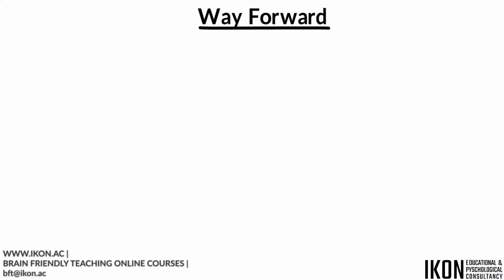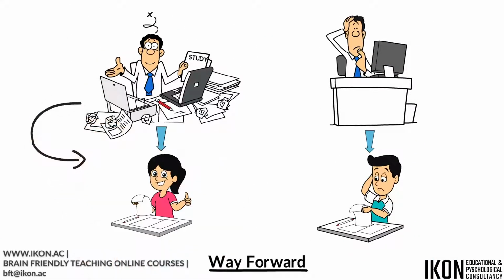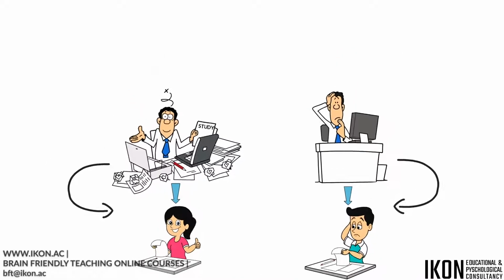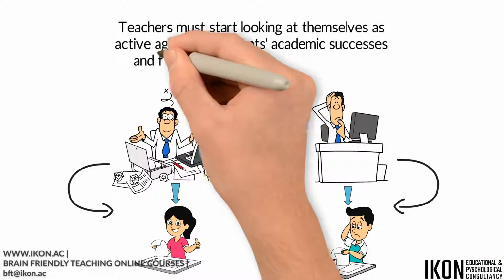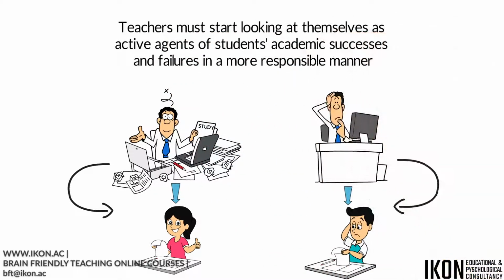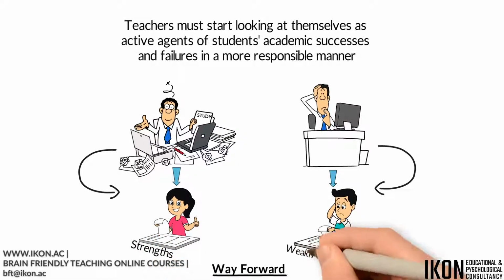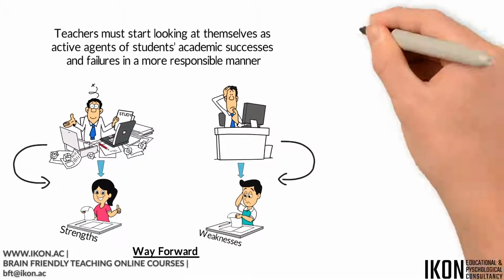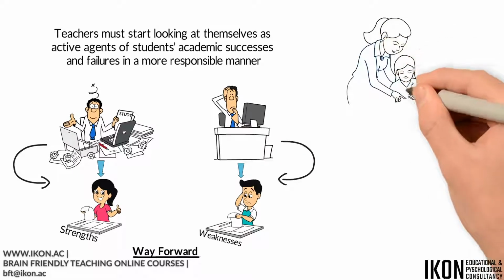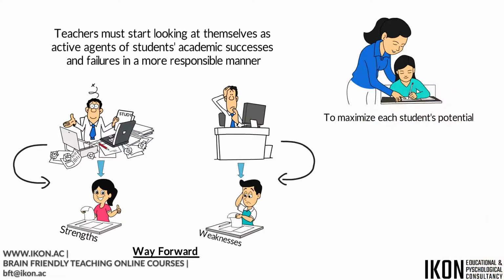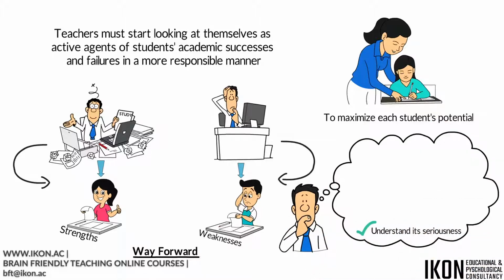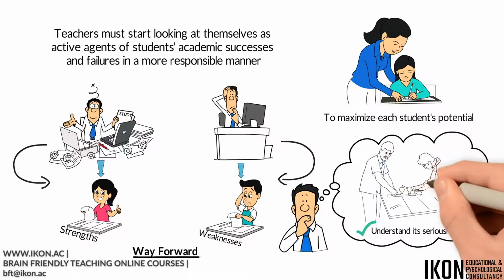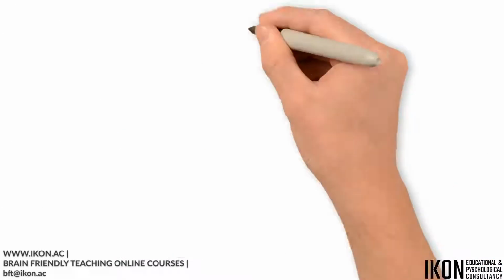Way forward. Since many at-risk students are the direct outcome of teacher characteristics, teachers must start looking at themselves as active agents of students' academic successes and failures in a more responsible manner. Teachers must become more perceptive of each student's strengths and weaknesses and provide differentiated, individualized attention to each child to maximize each student's potential. They should reflect on their profession, understand its seriousness, and accept to do all that it takes to help every child to succeed.